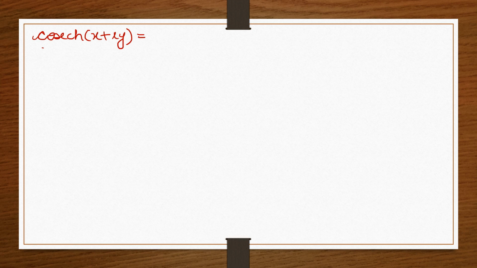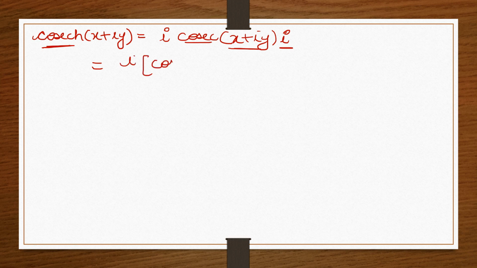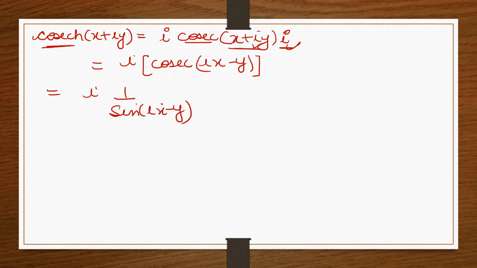That is how we are converting the hyperbolic function to the circular one. So here I am writing directly that this will be iota cosecant, the circular function cosecant, of x plus iota y into iota, right? Now just multiply this iota with this. What you'll get? This will be iota cosecant of iota x minus y, because iota into iota square gives you minus y. Now see, can I write this cosecant as 1 by sine of iota x minus y, right?